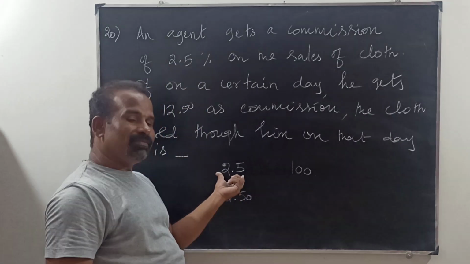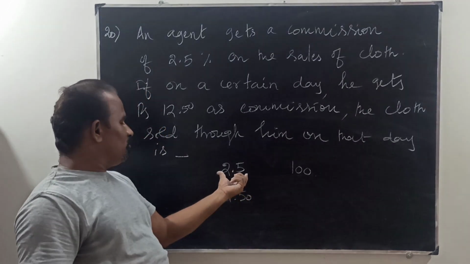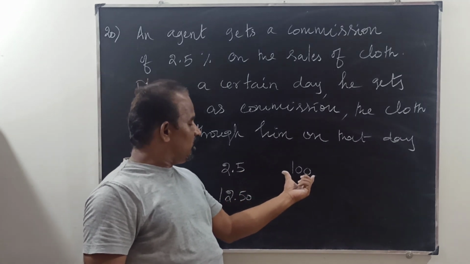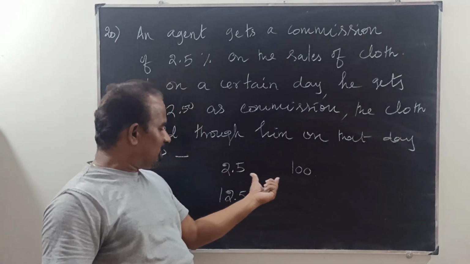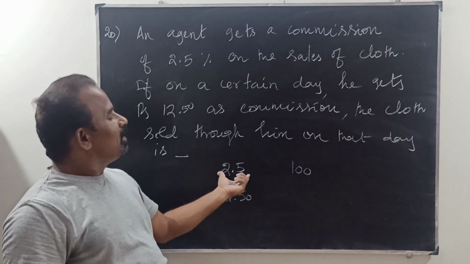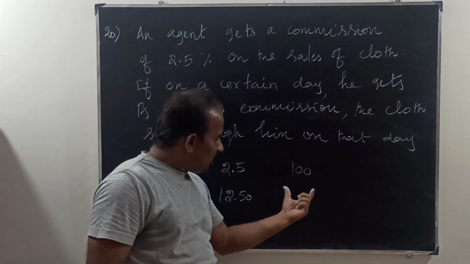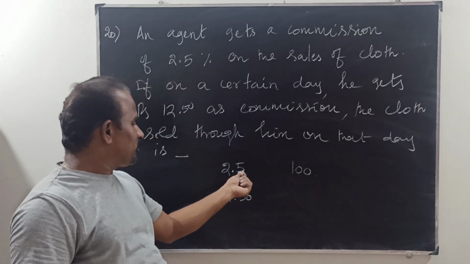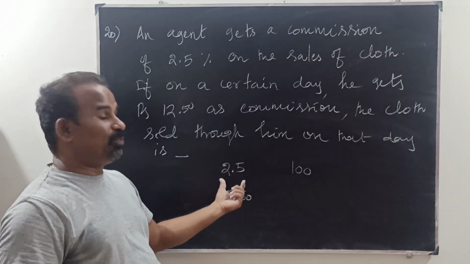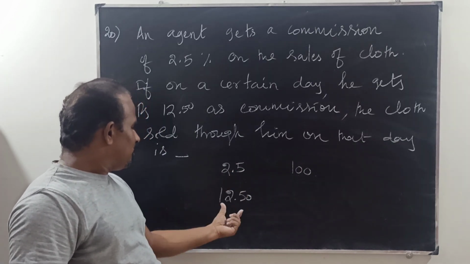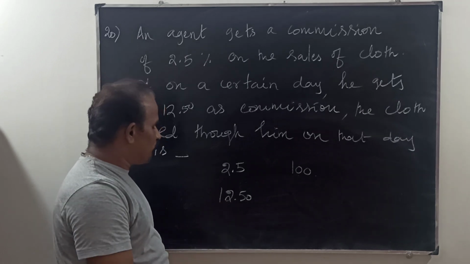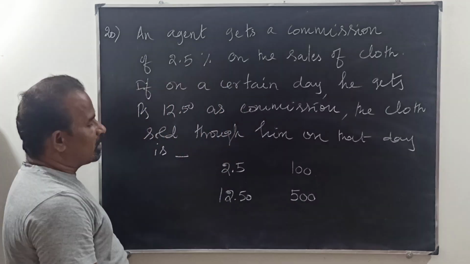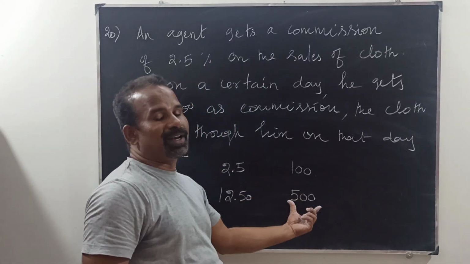100 gives 2.5, 200 gives 5, and 1000 gives 25. If he sold cloth worth rupees 1000, the commission, 2.5 percentage of 1000, is 25 rupees. But he has only 12.5 rupees. So the selling price, the cloth he sold on that particular day, is 500.